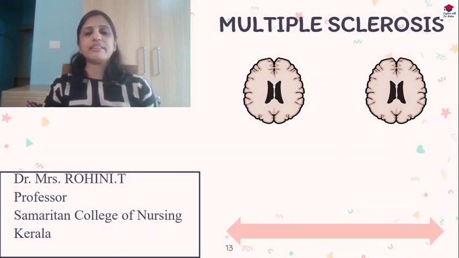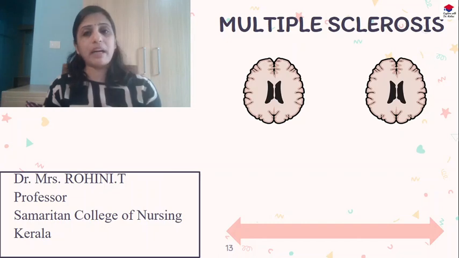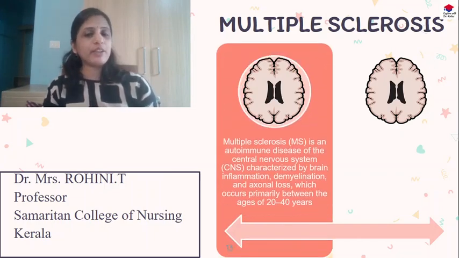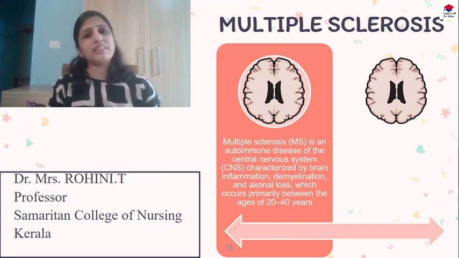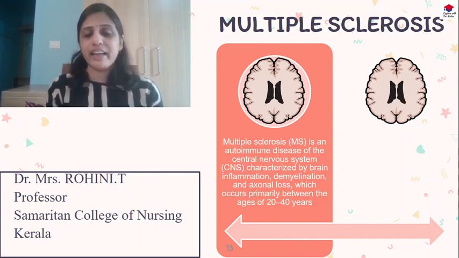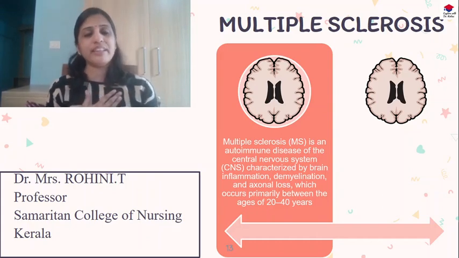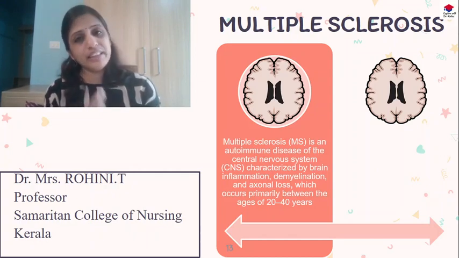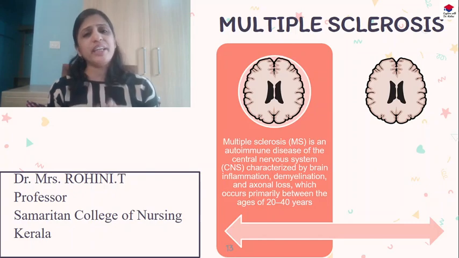So first we should know what multiple sclerosis is. Multiple sclerosis is a neurological disorder. Whenever I study this, I always feel pity for these patients because they need a lot of support. They need a lot of family support.